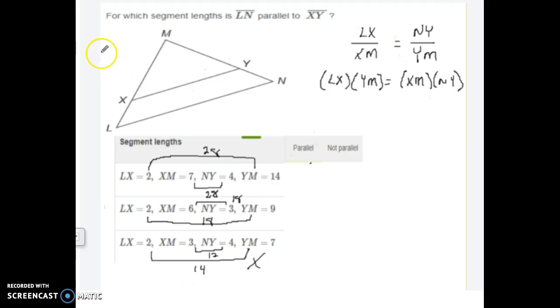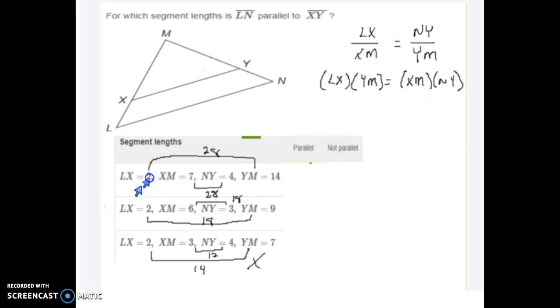This one says for which segment lengths is LN parallel to XY? So there again, we have to set up our proportion. So LX over XM is equal to NY over YM. So when we cross multiply these, LX times YM would have to equal XM times NY if those segments are parallel. So they've given you these segments, so all you have to do is test those two to see if they are equal. If they're equal, then they're parallel. If they're not equal, they're not parallel.